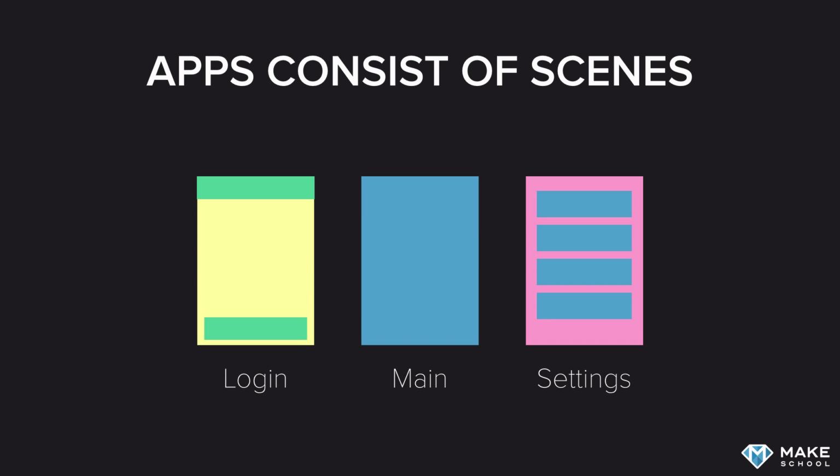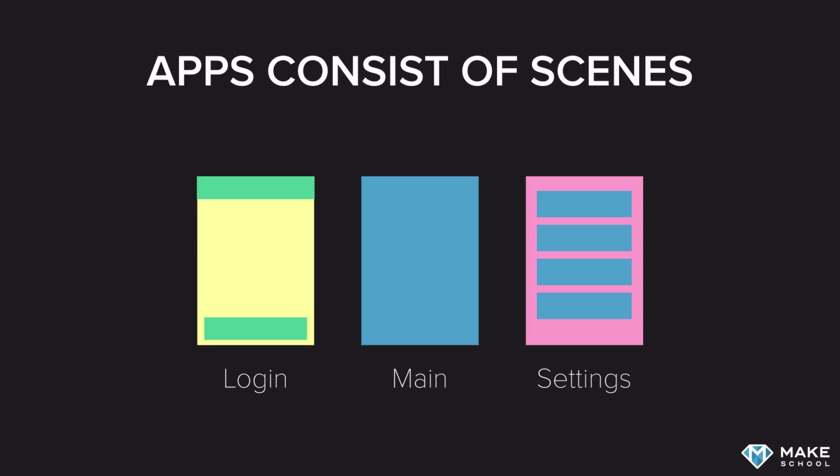The typical iOS app consists of multiple scenes. In this example here, we have an app with 3 scenes in total. The first one is a login scene. Then we have the main scene that has the content of your application. And additionally, we have a settings scene that allows the user to change certain preferences.